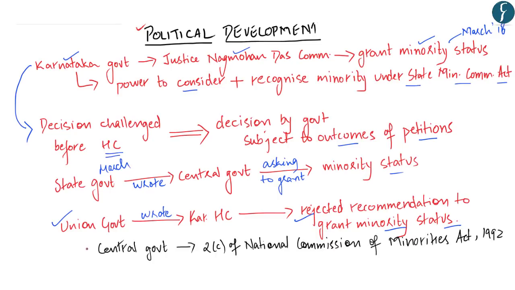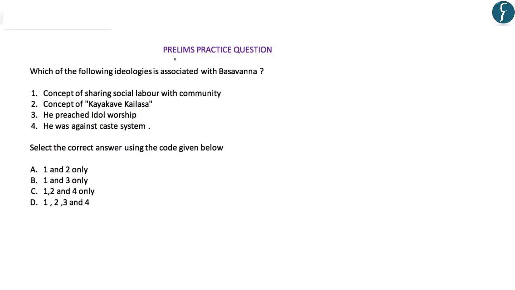For your additional information, you should know that a minority community is a community which is notified by the central government under Clause 2C of the National Commission for Minorities Act 1992. With this, let's move on to the prelims practice question based on the discussion. Please try and solve this question by pausing the video. We'll discuss the answer after 5 seconds.